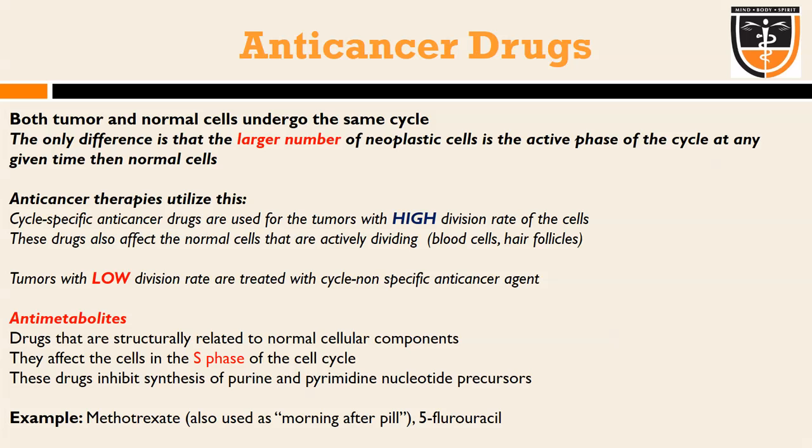A good example is 5-fluorouracil. It's actually methotrexate, which is a drug that looks like one of the bases in your DNA. And it's going to be put into the DNA and will cause problems. It's also used as a morning after pill because of that effect. It will stop the division of the cell.